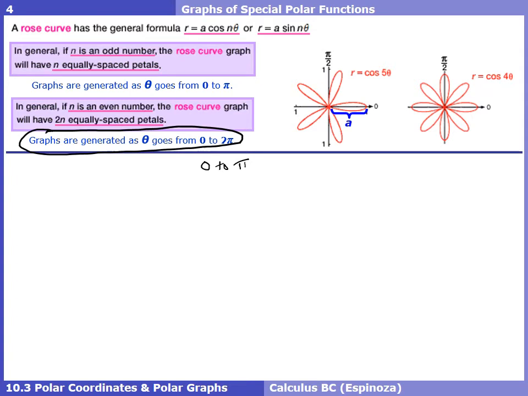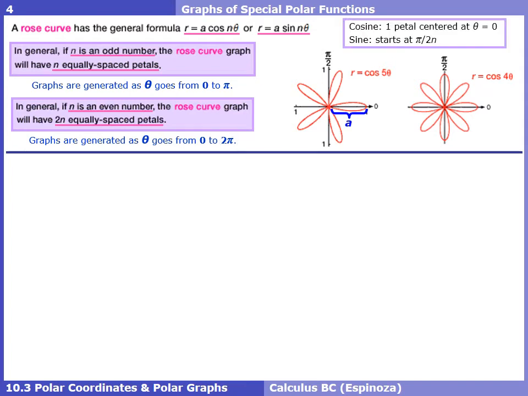But again, it's an easy thing to forget that when n is odd, this rose curve is generated from 0 to pi. When it's even, it's generated from 0 to 2 pi. And again, if we pass 2 pi in that case, we would be tracing over the petals that already exist.